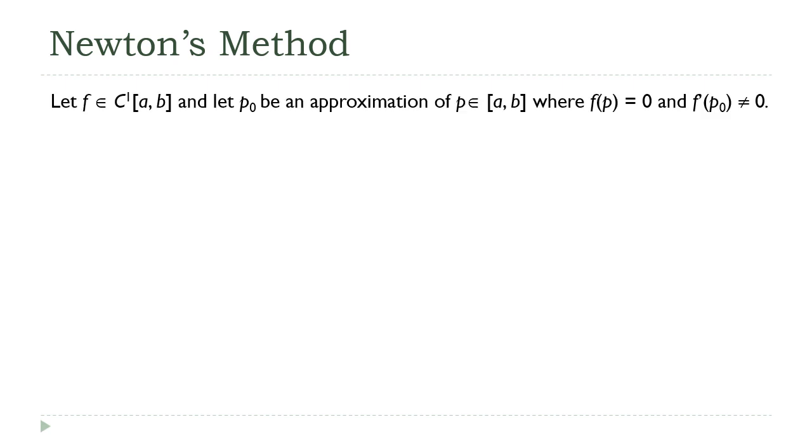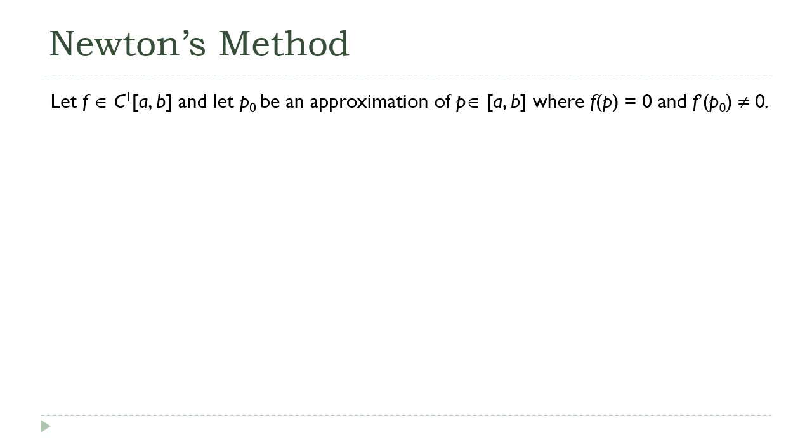We're going to start with a C1 function, that is a function that has a continuous first derivative on a closed interval, and that has a root p on that interval. And we'll let P0 be our first approximation of that root. And I do have one extra little caveat here at the end. We're also going to require that the derivative of the function is not 0 at that approximation, right? And you'll see why that's important as we get a little further into this.